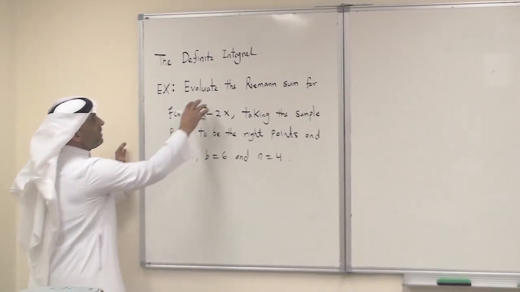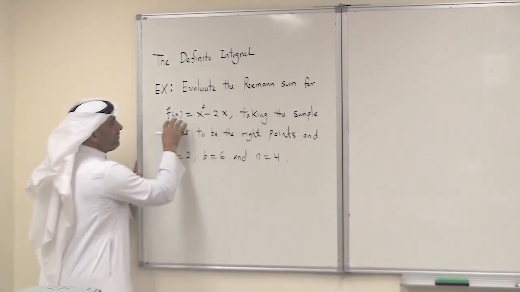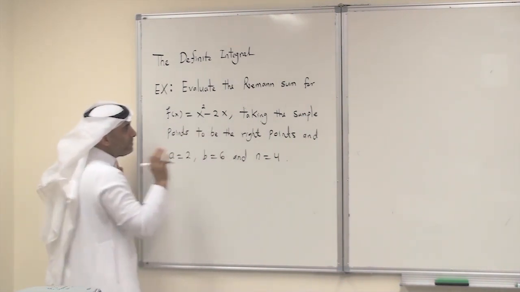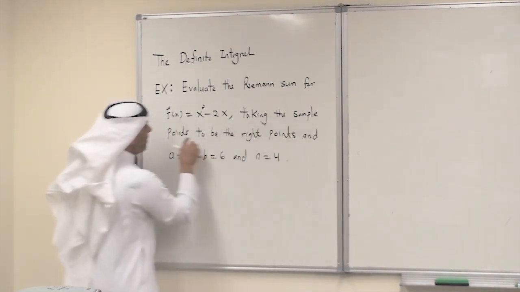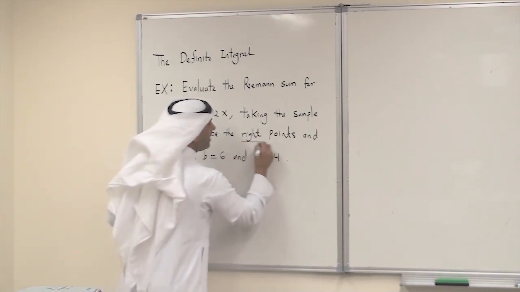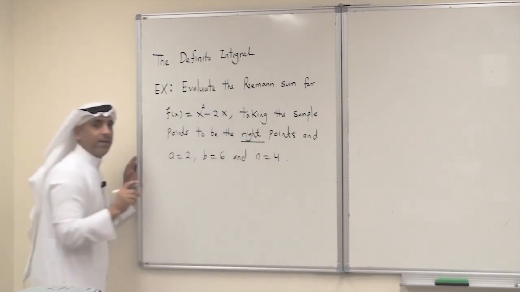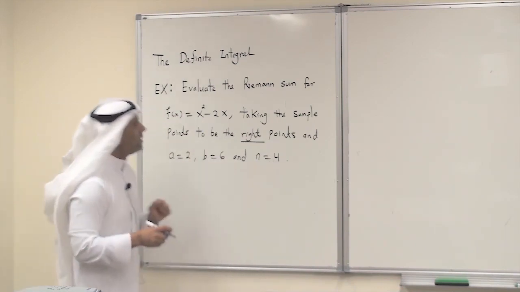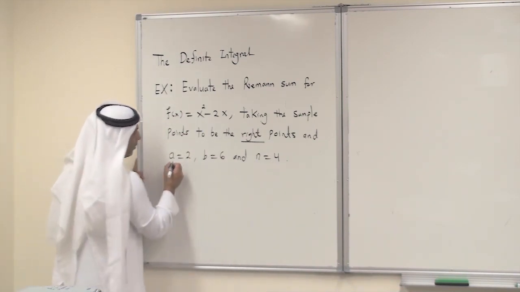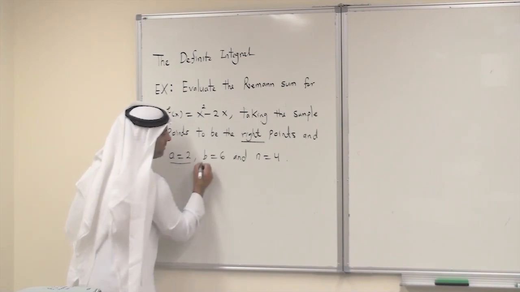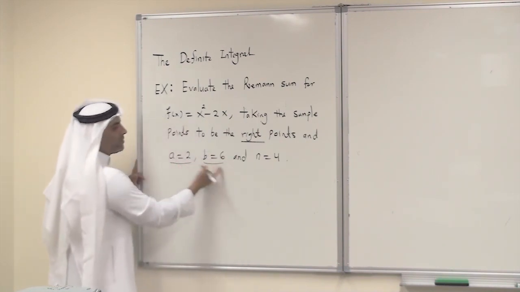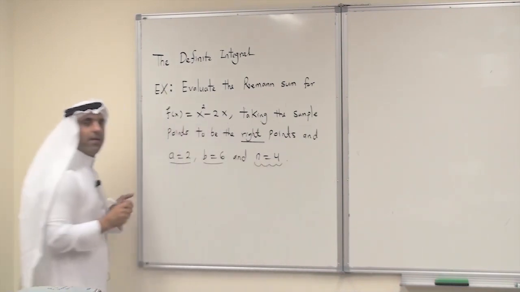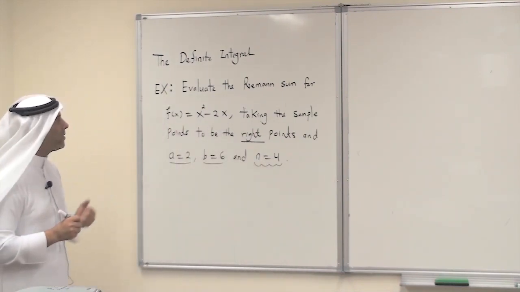It says evaluate the Riemann sum for the function f of x equal to x squared minus 2x. He specified taking the sample points to be the right endpoints. So I'm talking about Rn, and in this case it is R4 because he specified the number of rectangles. We have the beginning of the interval a, and the end of the interval b, from 2 to 6. The number of approximating rectangles will be 4, so we are looking for R4.